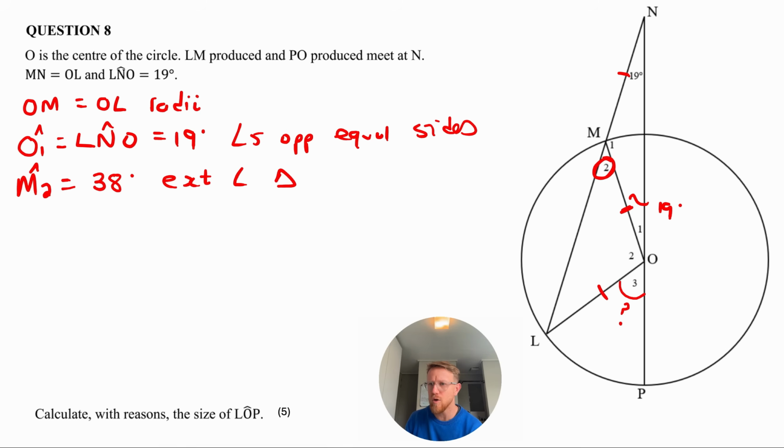Like I said, if you're not comfortable with exterior angles, I wasn't when I was in grade 12. I used to do the longer method: sum of angles in a triangle, angles on a straight line. You should get to the same M2 value of 38. Okay?